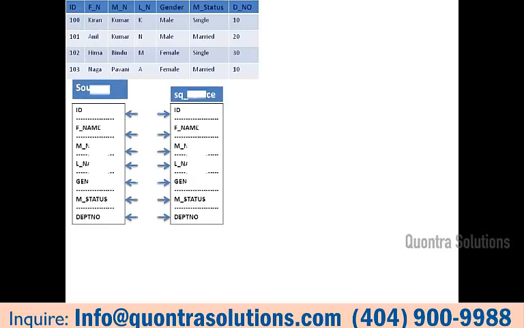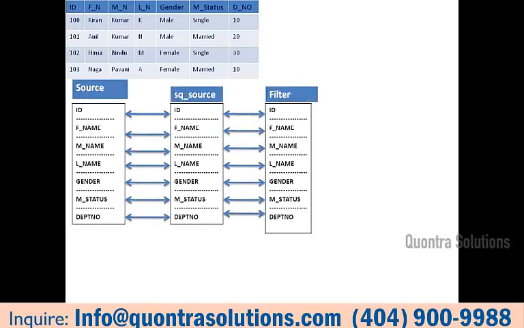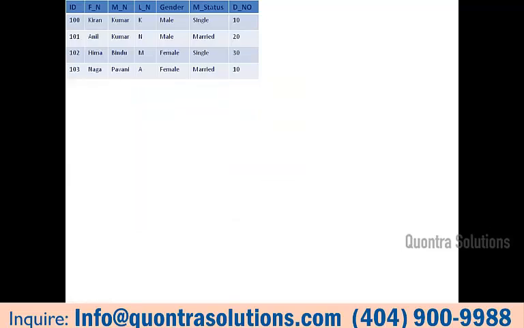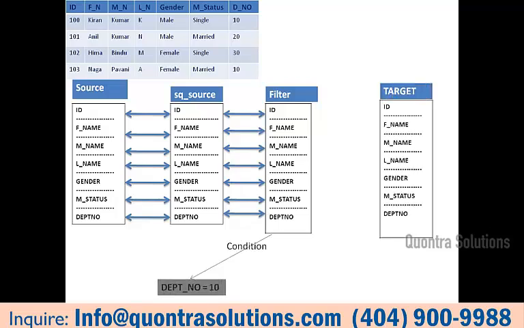See, this is our mapping. This is our source table data. Informatica is always a row by row processing tool. See, I have a source and source qualifier and I have a filter transformation. In the filter, I am writing the condition as DEPT equal to 10. And this is my target table. At runtime, what is happening exactly?